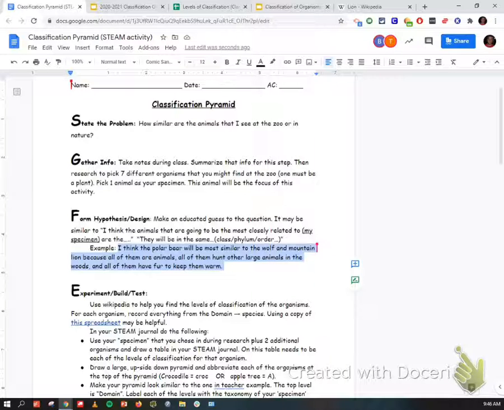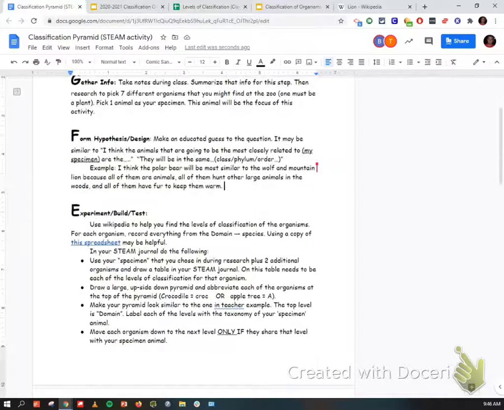This has to answer this question: how similar are the animals that I see in the zoo or nature? And for your research, you're using the 7 organisms that we talked about, 6 animals. All right, so go ahead and form your hypothesis. Write all that down in your STEAM journal.